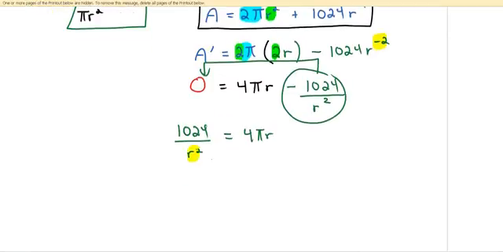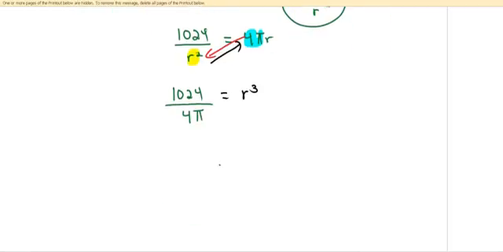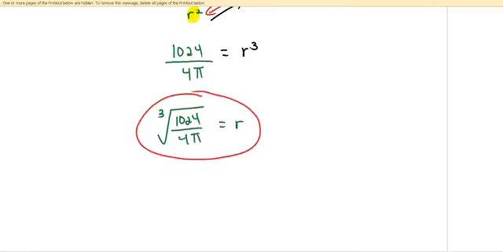And then notice that I have an r squared on the denominator. Let's do a little crisscross there, bring that up top. That's going to be r cubed. And then I'm going to take this 4 pi and bring that to the bottom. So my final expression will be 1024 divided by 4 pi. And if I just cube root each side, I'll get the cube root of 1024 over 4 pi. Okay, so this is the radius value that will minimize the total area.